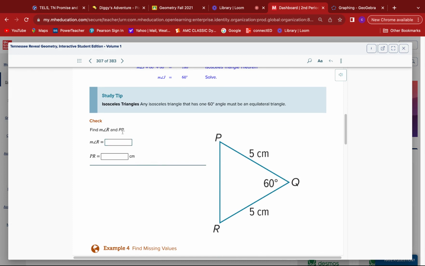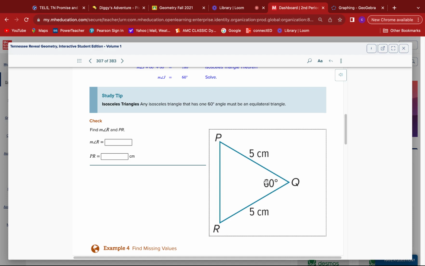All right, let's look at the Check. Page 328. It says to find the measure of angle R, which is this angle right here, and PR, which is the side running from P to R. Okay, it says it's an isosceles triangle, which means my leg PQ being 5 and my leg RQ being 5 are equal to each other. That means Q is my vertex angle.